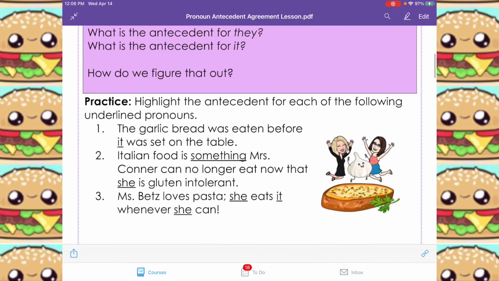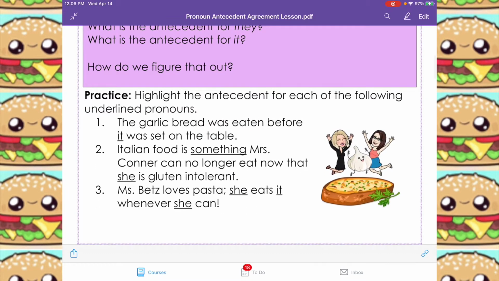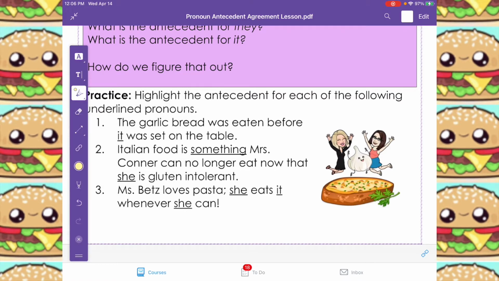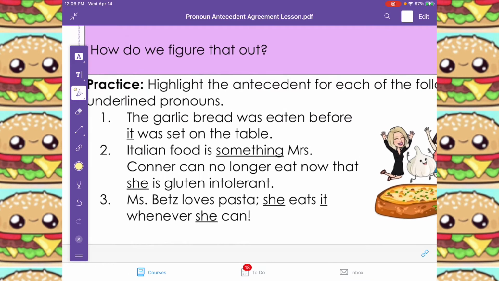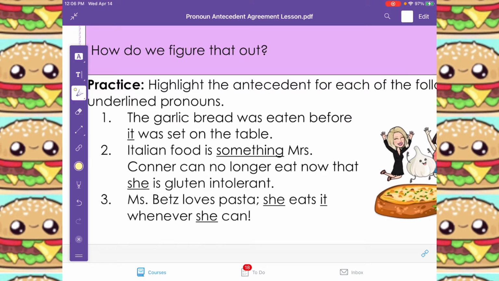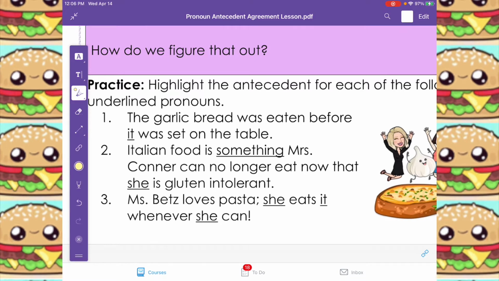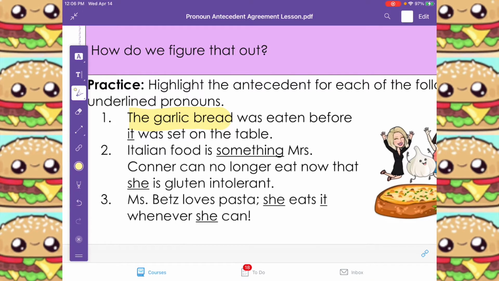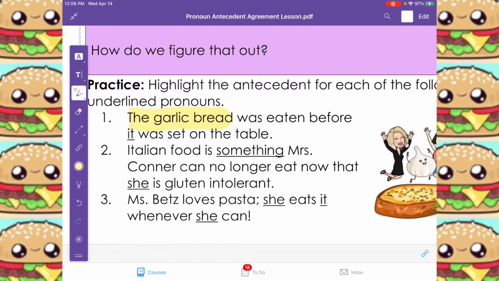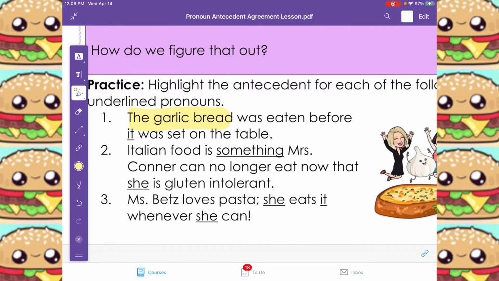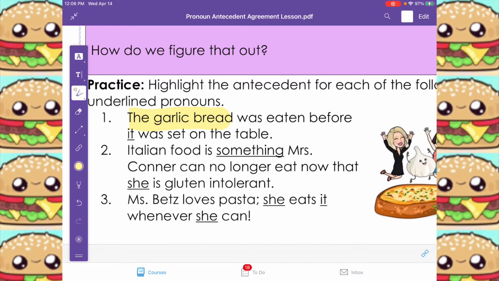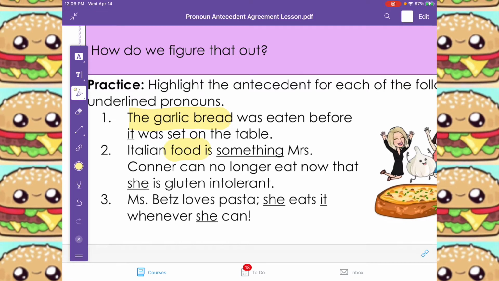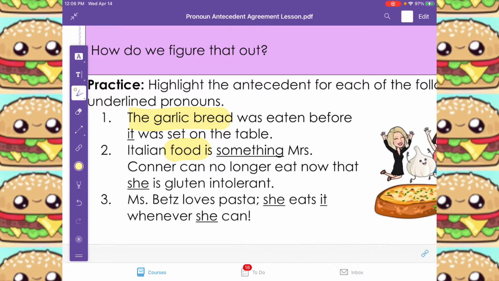Let's take a look at some examples in our practice. We're going to highlight the antecedent, the thing that's being replaced by the pronoun. Number 1, the garlic bread was eaten before it was set on the table. What is it replacing? The garlic bread. That is our antecedent. Italian food is something Mrs. Connor can no longer eat now that she is gluten intolerant. We have 2 here.